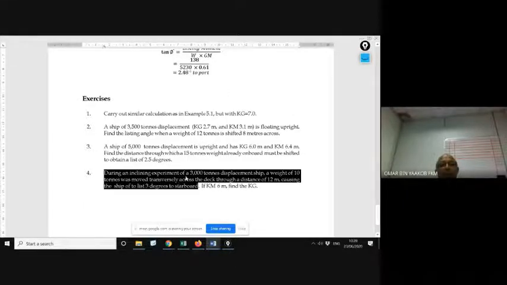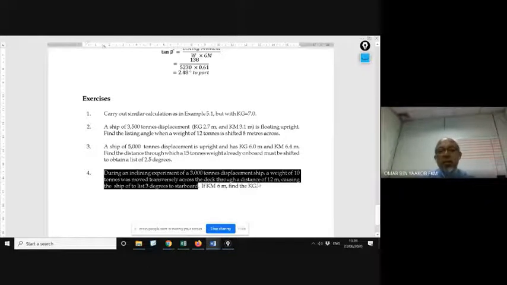From this information and this formula, we can get GM, because we know the angle, we know the listing moment, which is 10 times 12, and we know the original displacement W, or delta, to be 3,000. So we can find GM, right? If we know GM and we know KM, then we can find KG.